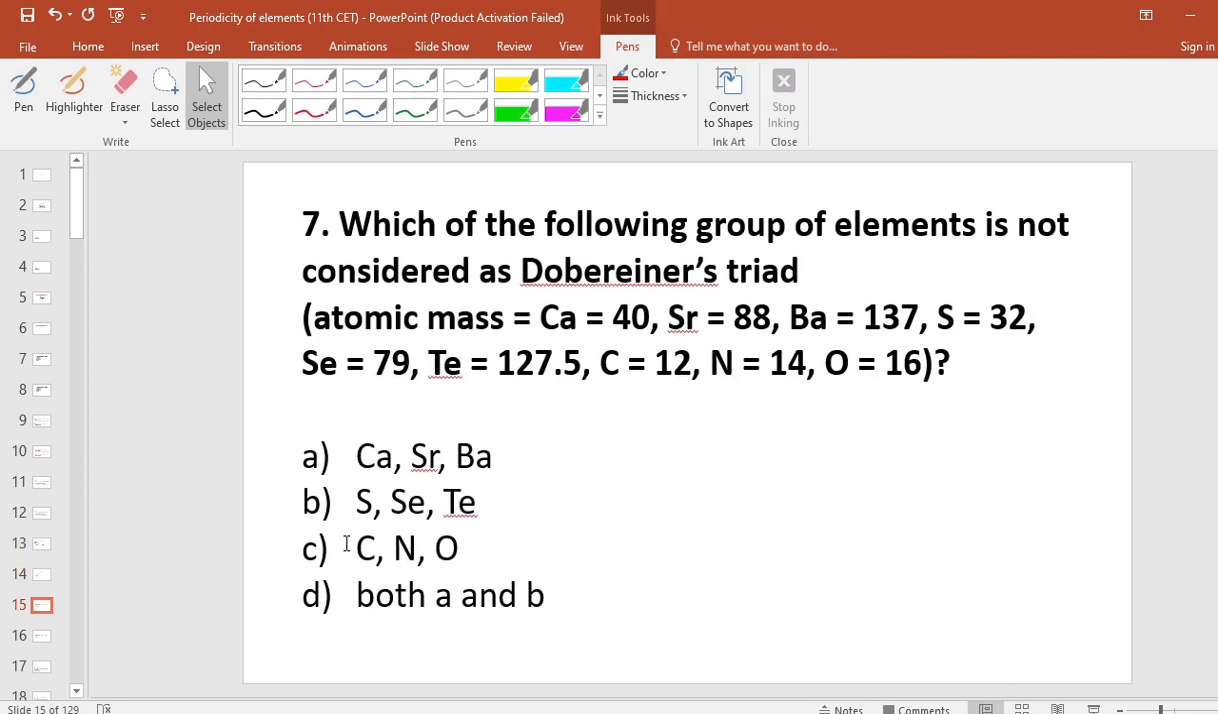Next one, which of the following group of elements is not considered as Dobereiner triads? Again, atomic masses are given. The group of elements which is not considered as Dobereiner triads, it means that the atomic mass of the middle one should not match with the average atomic masses of the other two elements.